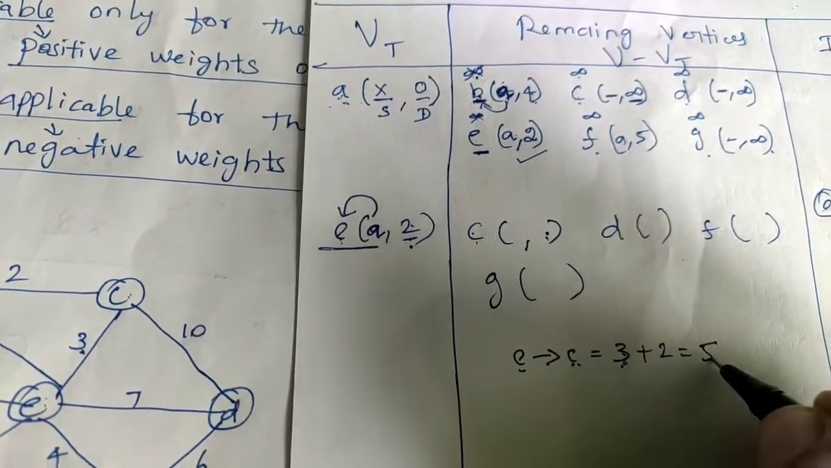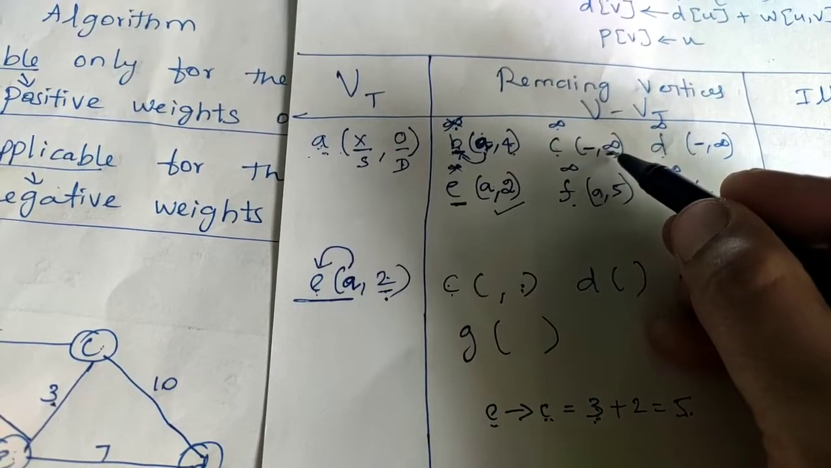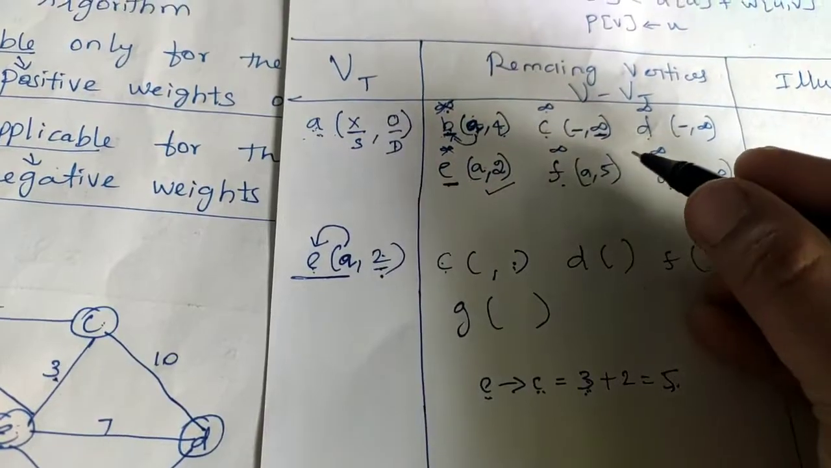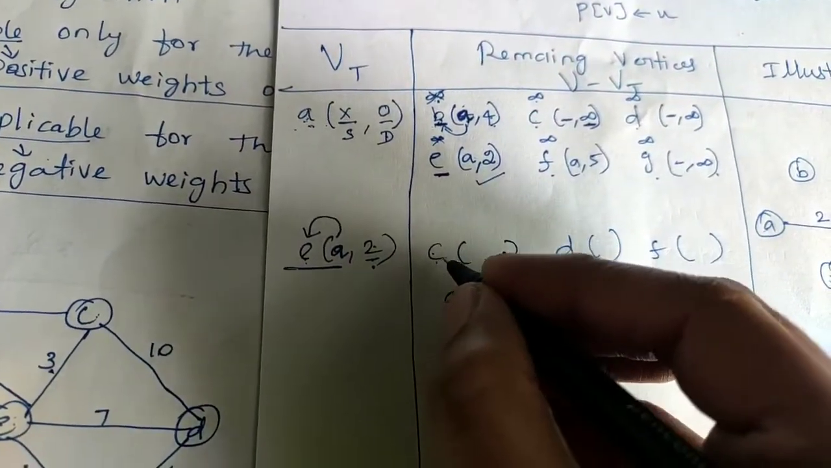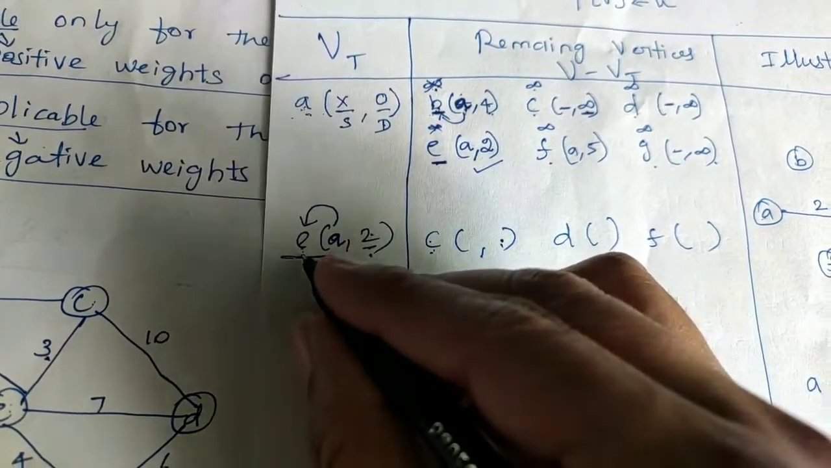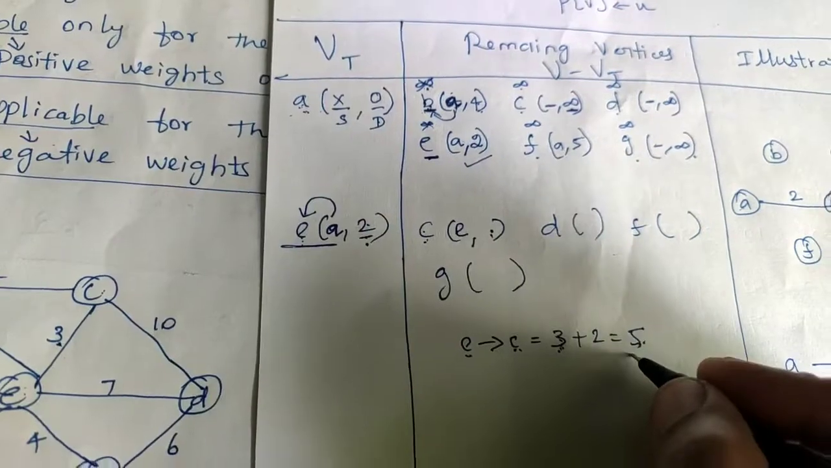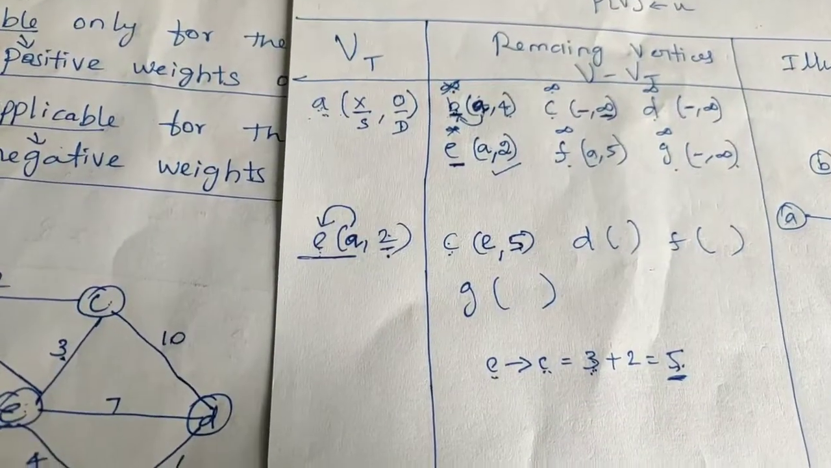Now compare this distance 5 with the existing distance of C, that is infinity. 5 is less than infinity. Then I have to write C has been visited from E. Source vertex I have written. What is the distance I need to write? I need to write the distance as 5.